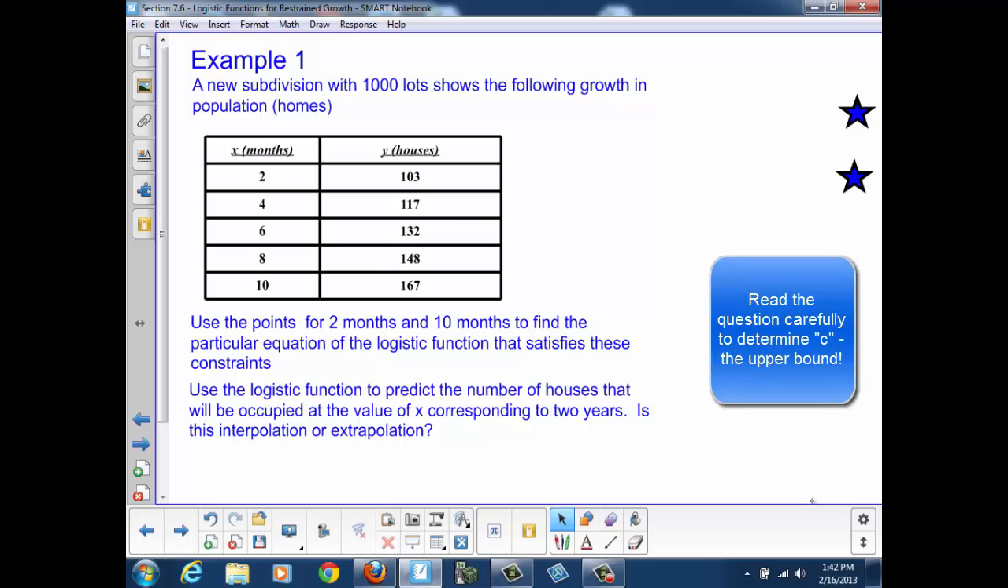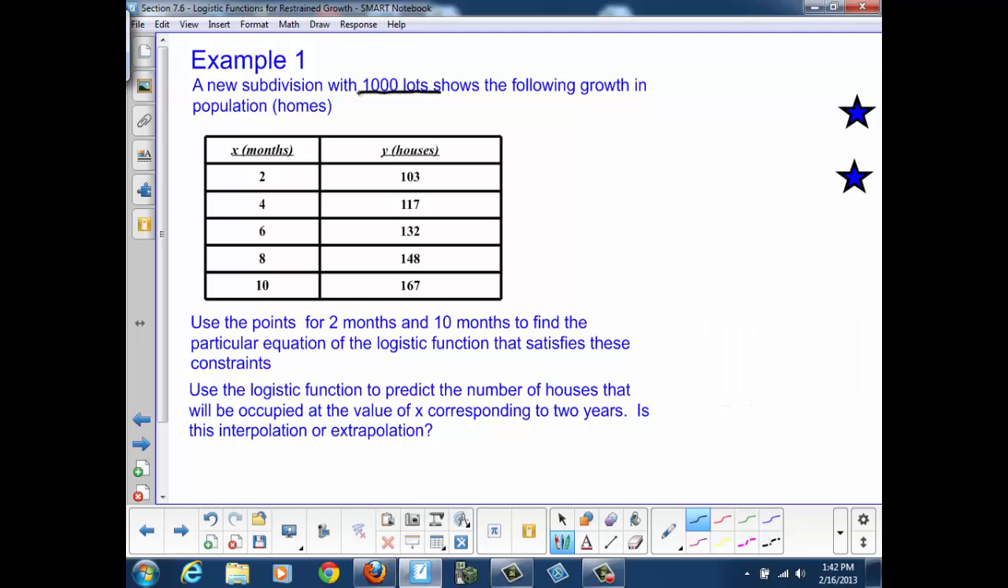And where that's given to us here is right here where they tell us this 1,000 lots. We can't sell more than 1,000 houses, so that's going to be our upper bound, our C value for this particular equation. So that tells me that C is going to be 1,000.